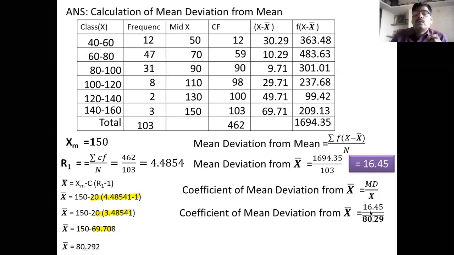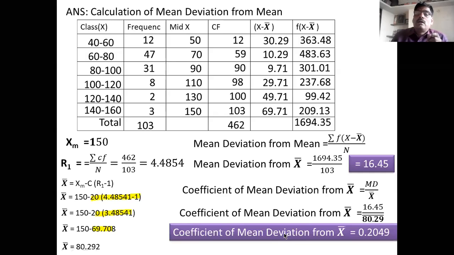So you fill up the value: 16.45 divided by the mean, 80.29. Answer is coefficient of mean deviation from x bar is equal to 0.2049. Okay.